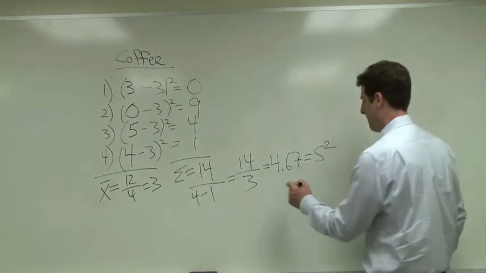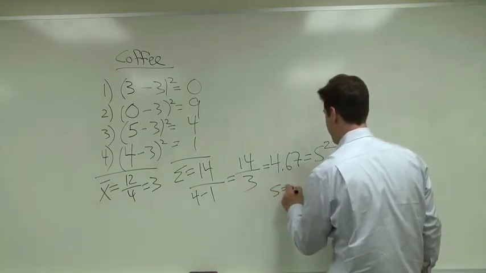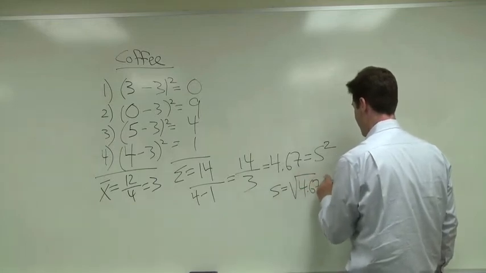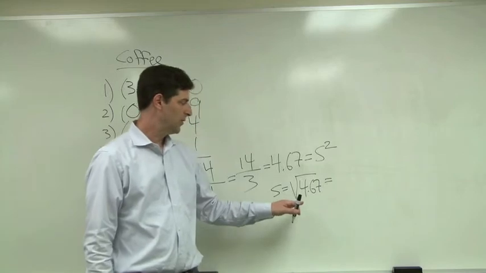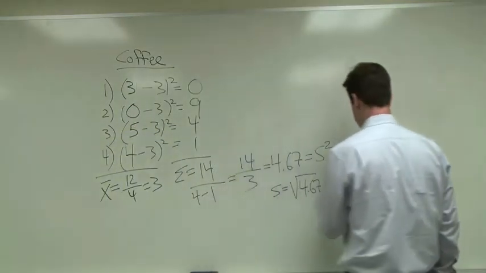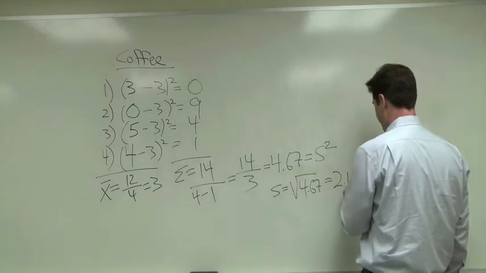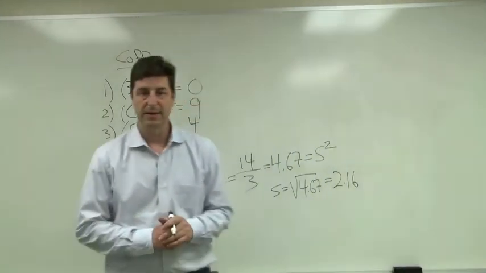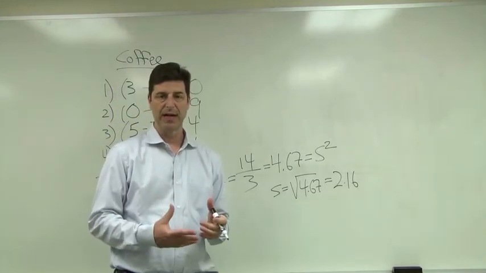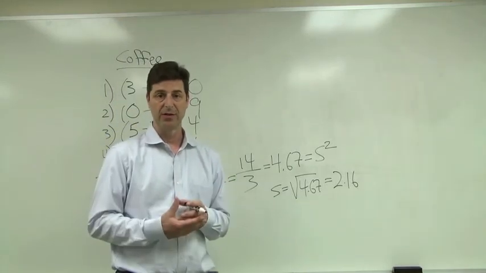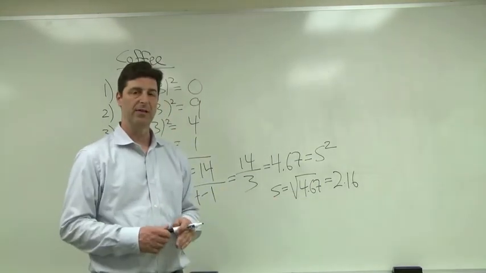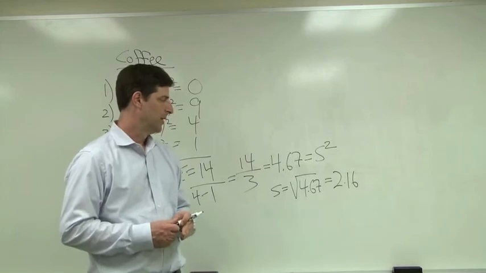Then the last step is to find the standard deviation by taking the square root of that. So the square root of 4.67 is about 2.16. And that is the standard deviation of the sample. The standard deviation of a sample is actually the estimate of the standard deviation of a population using the sample data. But we'll just call it the standard deviation of the sample.